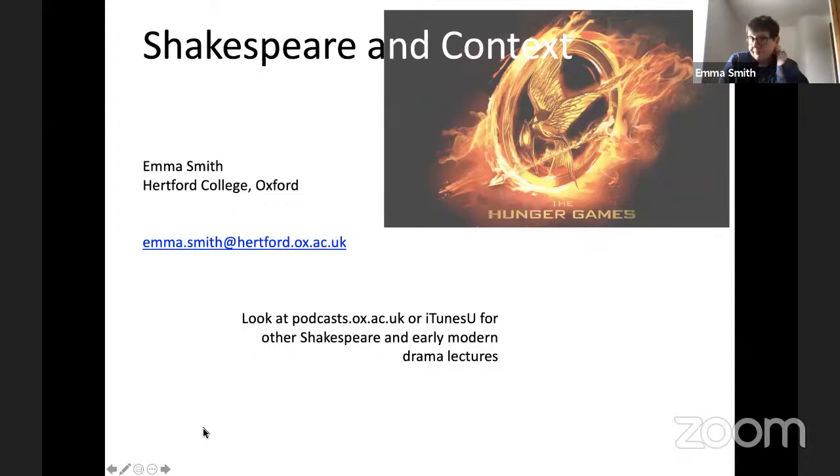Great. What I'm talking about today is context. I'm thinking about the historical context that you're supposed to bring to your study of Shakespeare if you're studying A-level. And what I want to do is set out some of the ways in which I think historical context is a bit more complicated, but also just a bit more interesting, maybe, than we've sometimes thought.